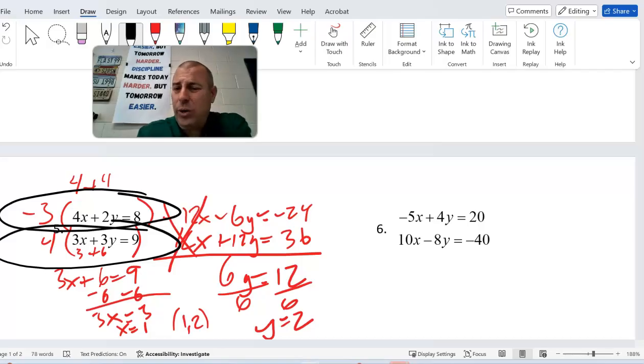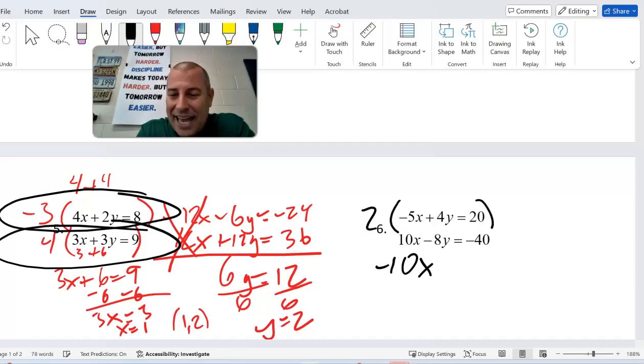Real quick, take a look at question number 6. Multiply, right? You're going to have to multiply both rows by something. No. Oh, people, we started. I got to finish this here. Watch what happens. Multiply by 2. All right. I get a negative 10x. I get an 8y. I get a 40.